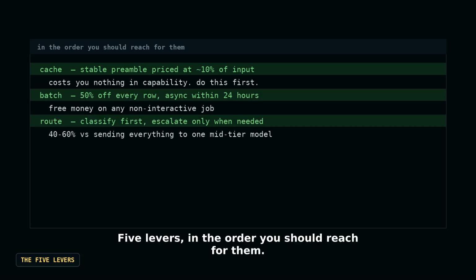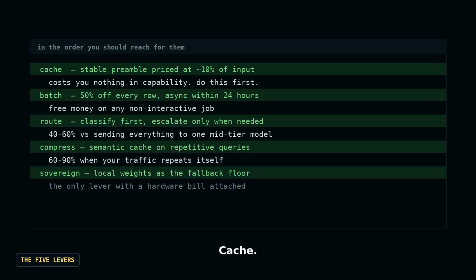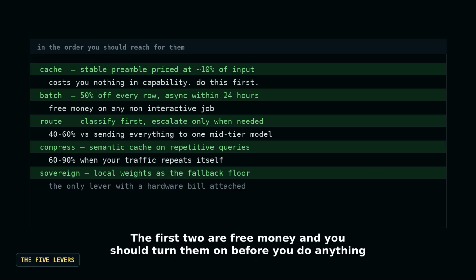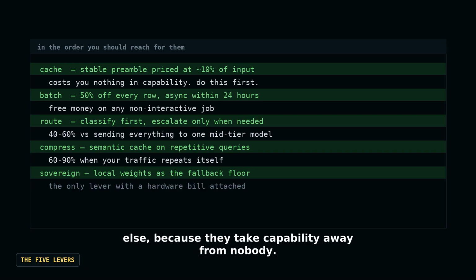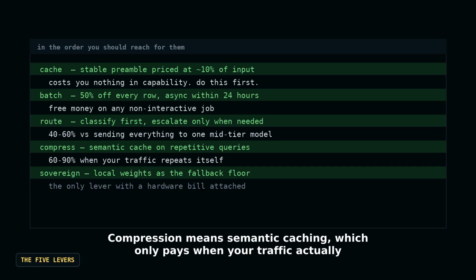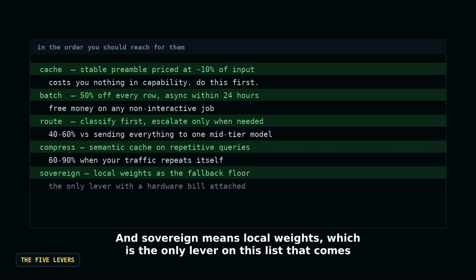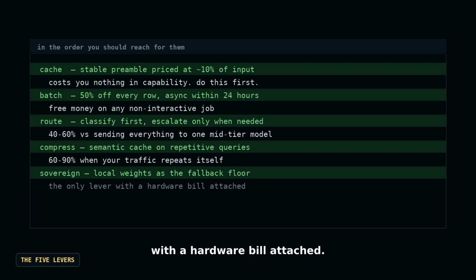5 levers, in the order you should reach for them: cache, batch, route, compress, sovereign. The first 2 are free money, and you should turn them on before you do anything else, because they take capability away from nobody. Routing is where the real engineering starts. Compression means semantic caching, which only pays when your traffic actually repeats. And sovereign means local weights, which is the only lever on this list that comes with a hardware bill attached.